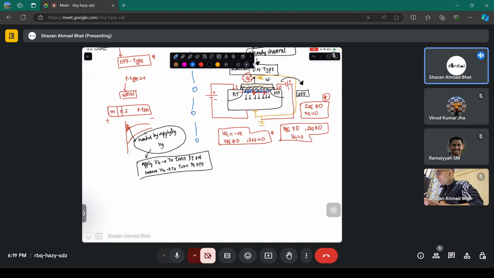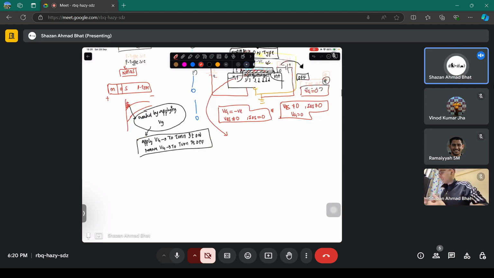Now the question is, where do these electrons come from, which are already present in the channel? It depends upon different factors. It depends upon the metal and semiconductor work function difference. It depends upon many internal device properties or the material properties used that create an already present channel inside this particular MOSFET. Okay, so there are certain device characteristics or material properties which can inherently create this channel.